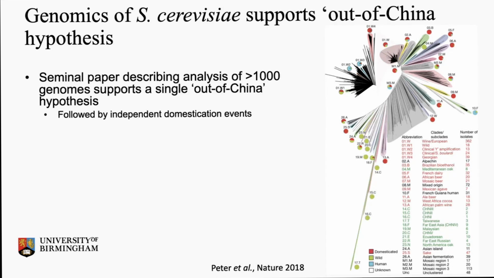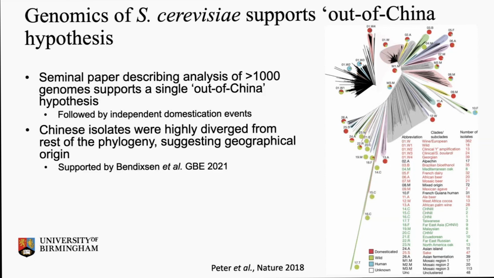But then there was quite a beautiful seminal paper that showed there was this out of China hypothesis. They analysed over 1,000 genomes for cerevisiae, and they saw a single out of China origin followed by independent domestication events. The Chinese isolates were highly diverged from the rest of the phylogeny, which suggested this geographical origin, and this was supported a few years ago in another paper.